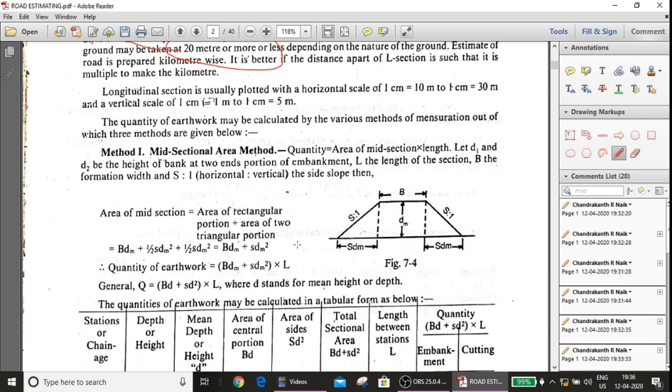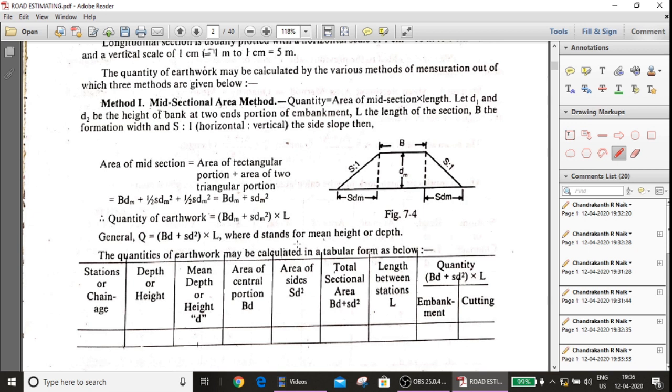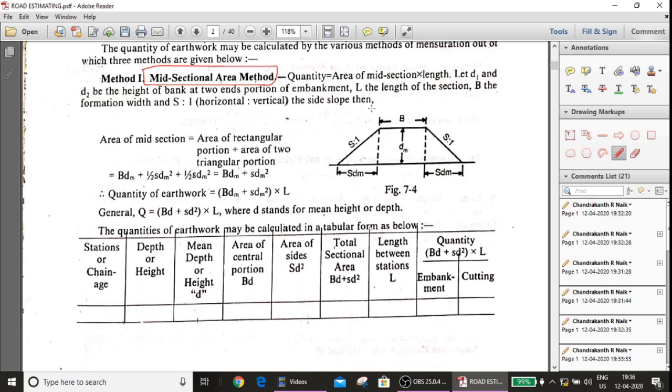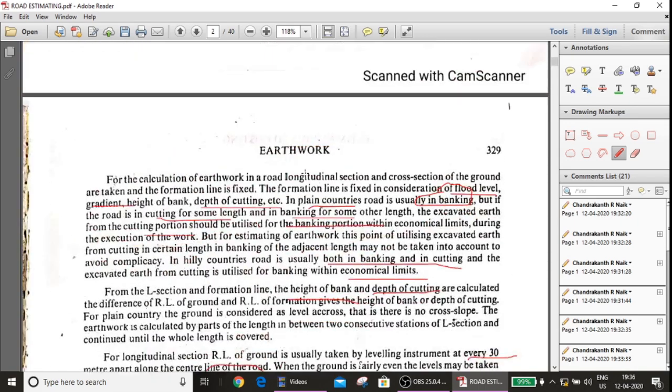Okay, for calculating the sectional area, method one is the mid sectional area method. Mid, as the name indicates, is the middle sectional area method. Here, quantity is equal to the area of the midsection into length. So let D1 and D2, we have seen on the earlier diagram.